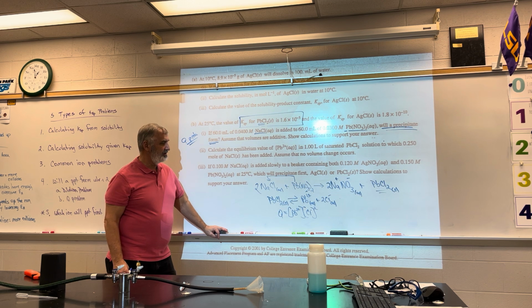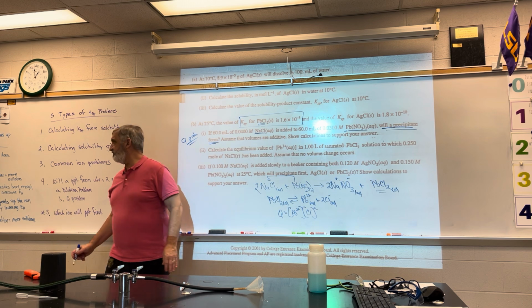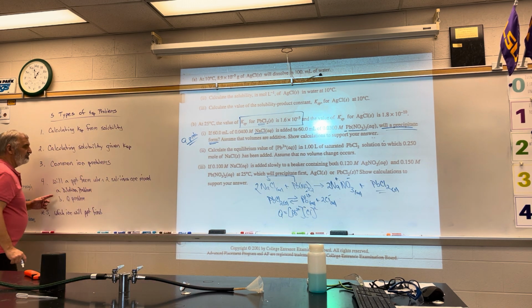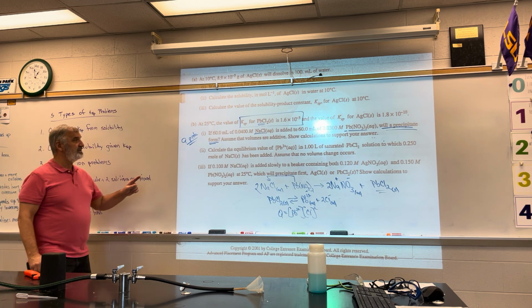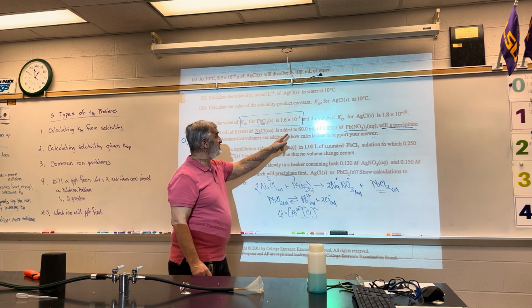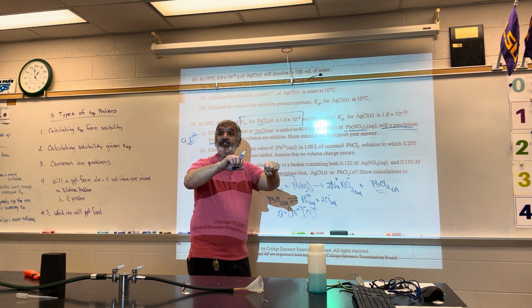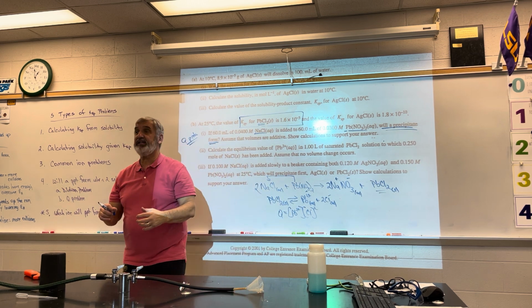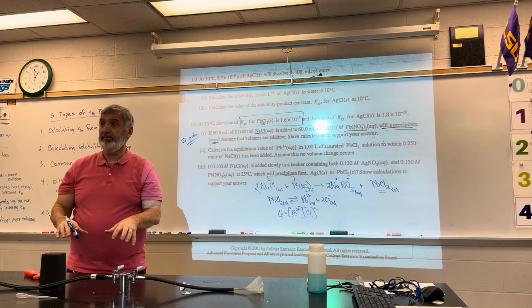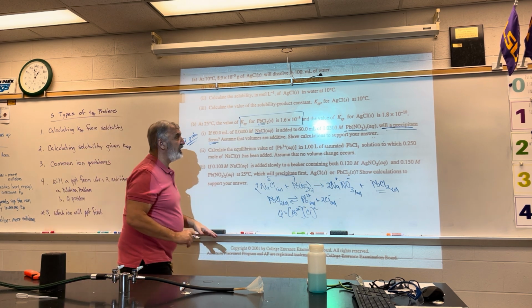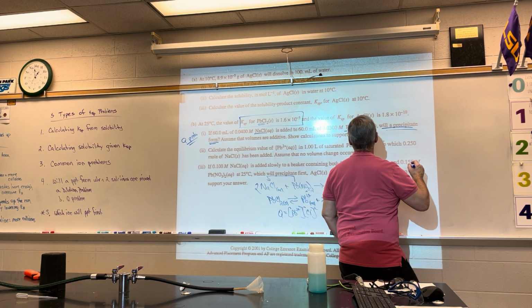But now I need my Pb2+ concentration. That's where this part comes in here. When it's asked, will a precipitate form, it's a two-part question. The first thing you have to do is a dilution problem, because we're going to mix 60 milliliters of this with 60 milliliters of that. So when they're actually in solution, just like when we did our kinetics problem, once it's mixing, it's in the diluted form. So what's my equation for the dilution?